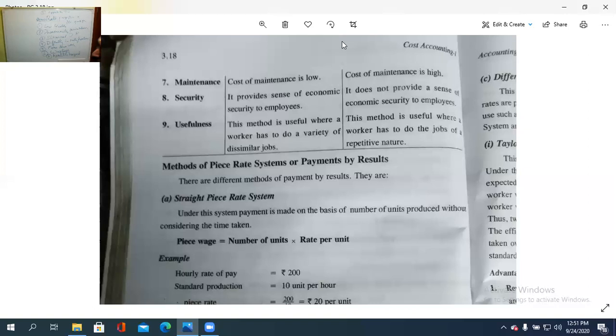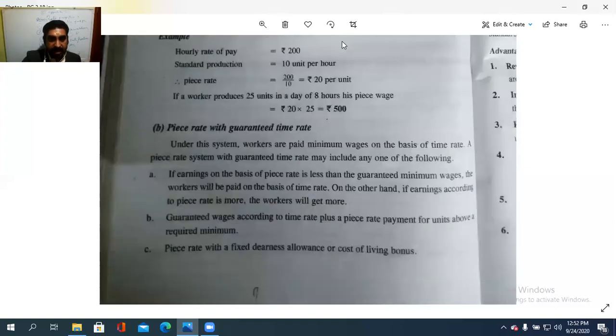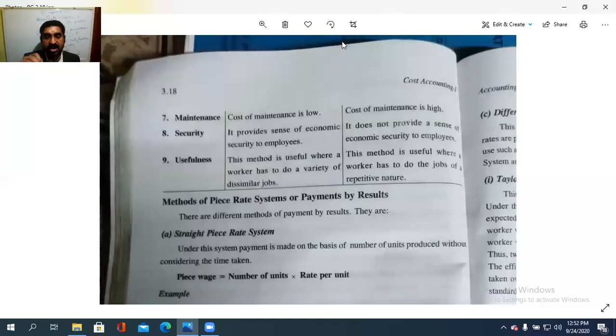This question will be asked many times. In the previous question paper, this is there: time rate versus piece rate, what are the differences? So we studied this one. Then the balance we will see in the next class, that is, we need to do the problem part. That is, under the piece rate system, the straight piece rate system, then the piece rate system with a guaranteed time rate, and also the differential piece rate system.